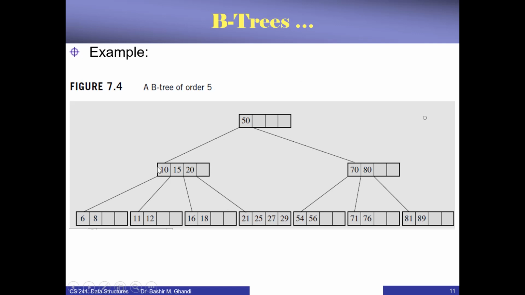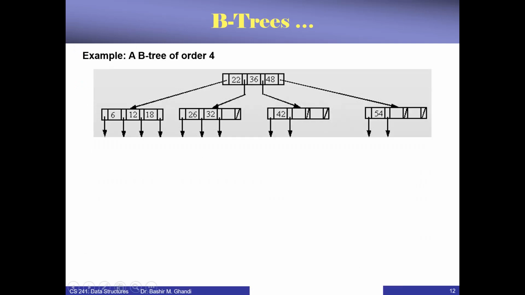You will see that they have 2 keys, they have 3 keys, but less than 4 subtrees, which is not acceptable. Okay, so we will see that when we come to insertion. So this is an example of a B tree of order 5. Let's take a few more. This is a B tree of order 4.